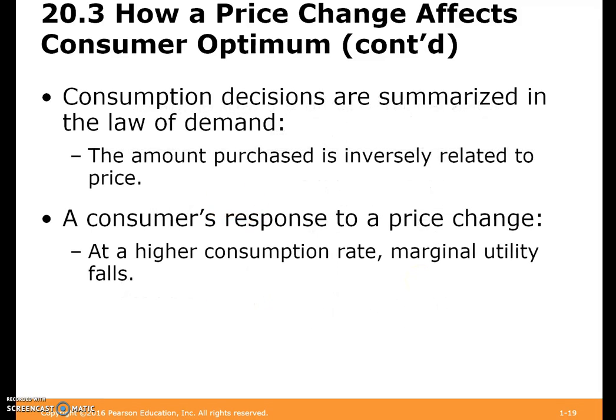Consumption decisions are summarized basically in the law of demand: the amount purchased is inversely related to the price. That is a consumer's response to a price change. At a higher consumption rate, marginal utility will fall.